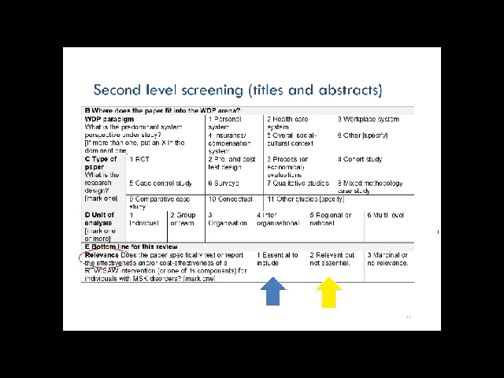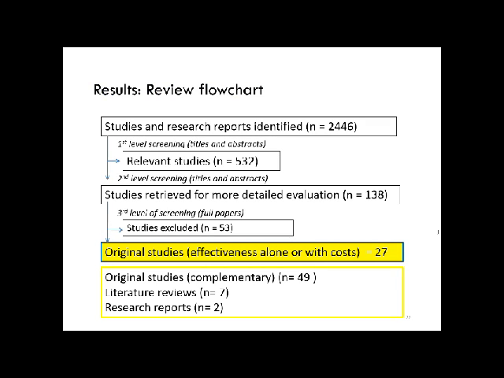And some of the studies that were very relevant in the field, but they were not effectiveness studies, we classify them in a secondary analysis. And in the results session, we identified 2,446 studies and research reports in return to work for musculoskeletal disorder. And after our first level screening, by looking only at titles and abstracts, we retrieved 532.